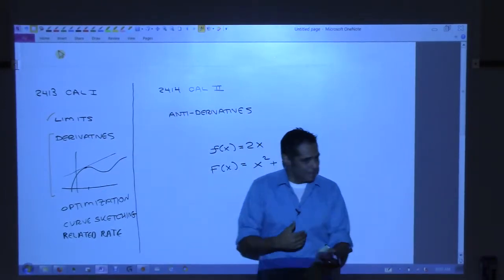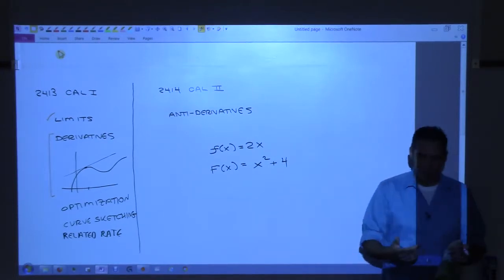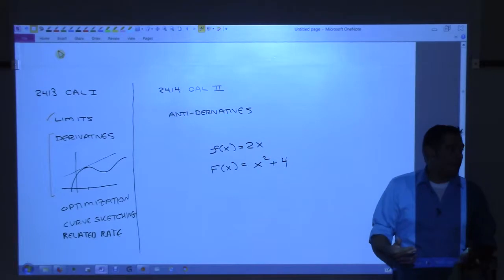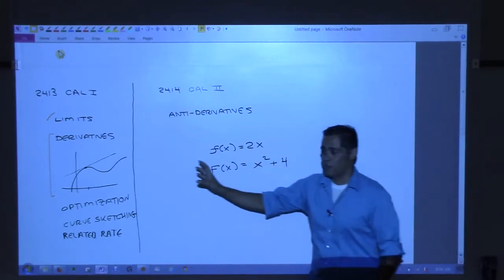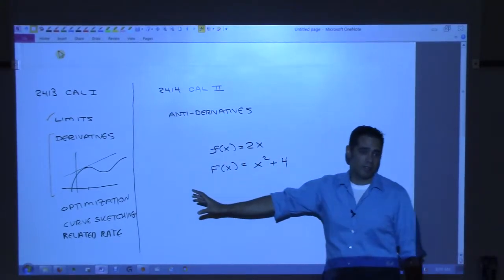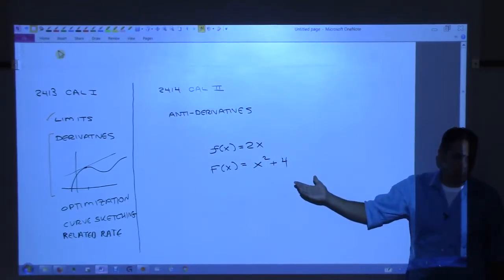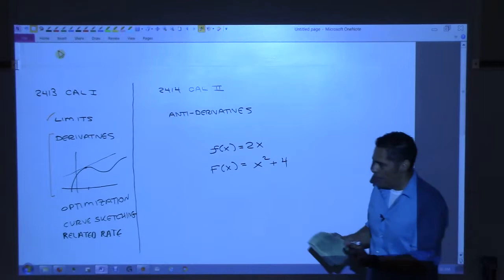So if you limped through Cal 1, I'm just telling you it's going to be a challenge. It's not that you can't do this, but you're going to have to go back and review and get really comfortable with the derivatives, or else you're going to potentially retake this class 3 times. So I just want you to know that, all right?